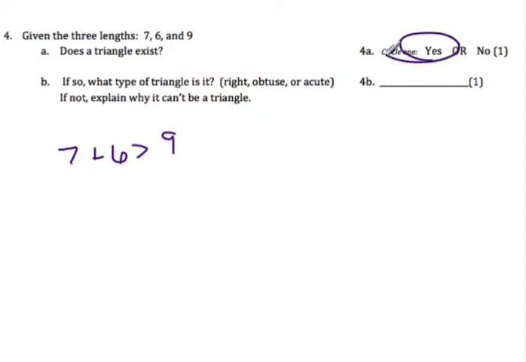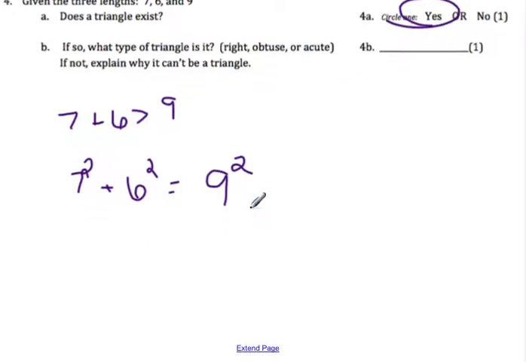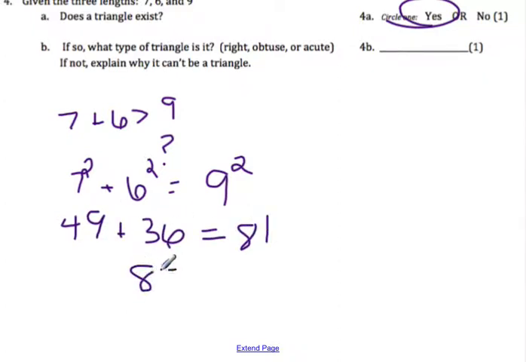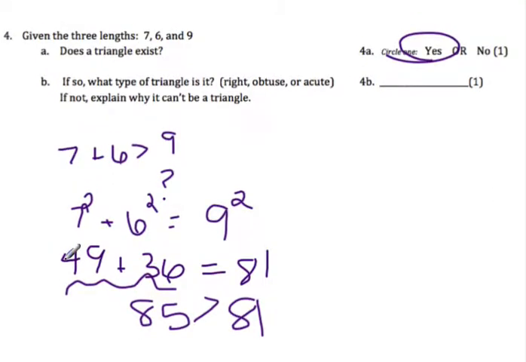Now I want to see what kind of triangle it's going to be. I'm going to take 7 and square it, and 6 and square it, and then I'm going to set it equal to 9 squared, to see if it is going to be equal. Well, 7 squared is 49, and 6 squared is 36, and that's going to be 85, which is greater than 81. So since the two smaller sides squared added together is greater than the larger side squared, that's going to make this an acute triangle.